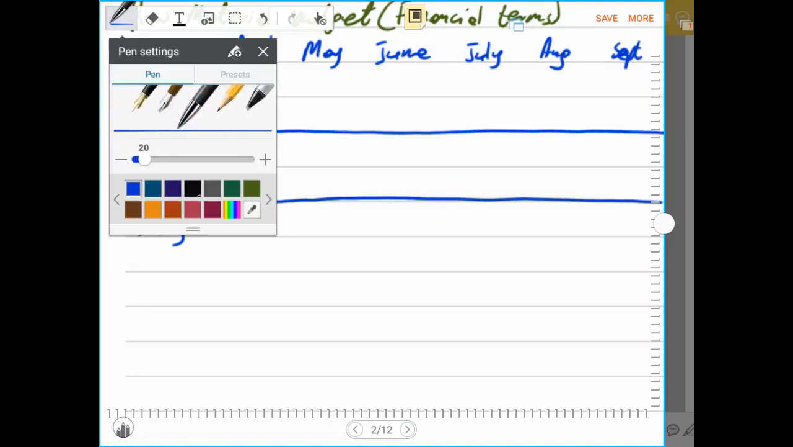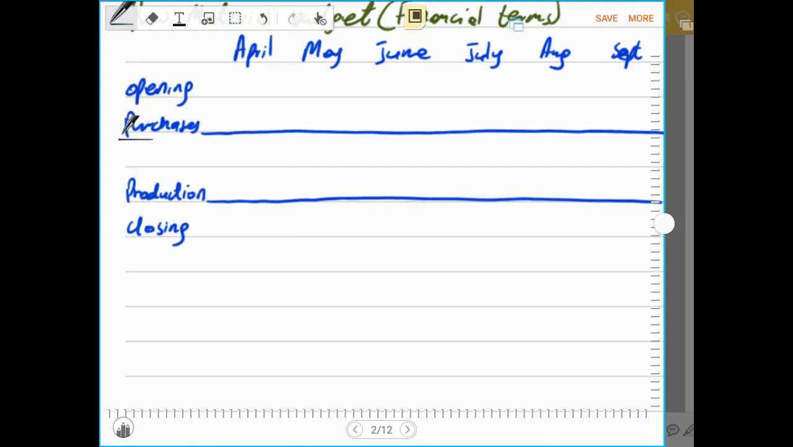Then now once again, this will be material available, or inventory, or material, however you call it, material available for production.